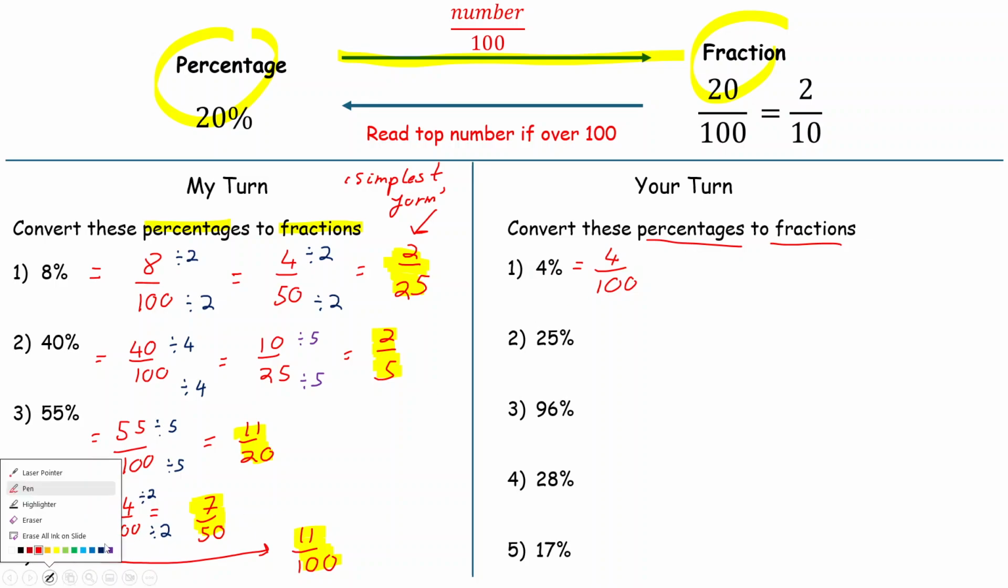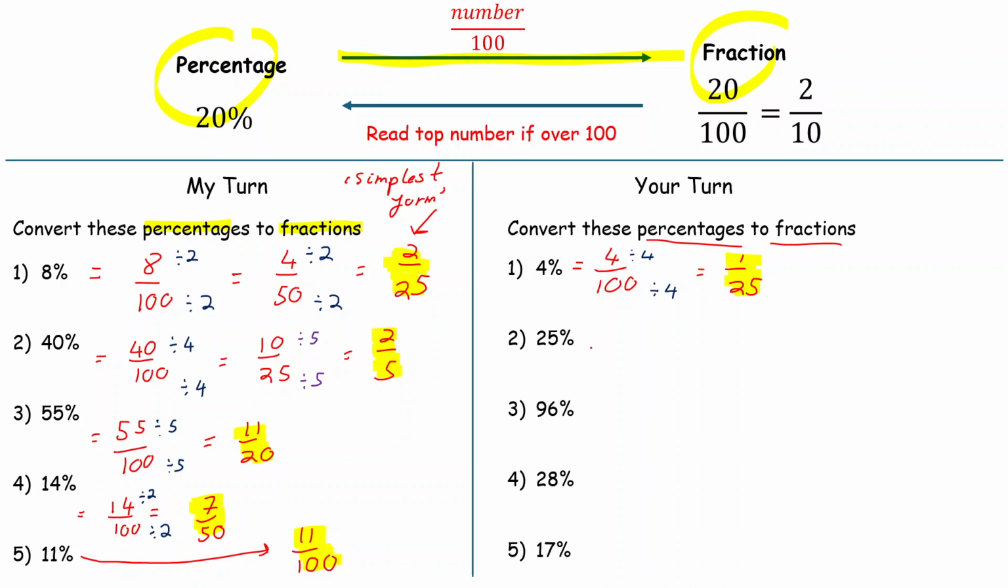But again, of course, we can simplify because 4 and 100 have common factors. We could divide by 2 and then by 2 again. Or we could divide straight away by 4 because 4 is the highest common factor of both numbers. So 4 divided by 4 is 1. 100 divided by 4 is 25. So 1 over 25. That's the first one, and we can't go any further. So 4% as a fraction is 1 over 25. You could have written it as this, but we always simplify our fractions.